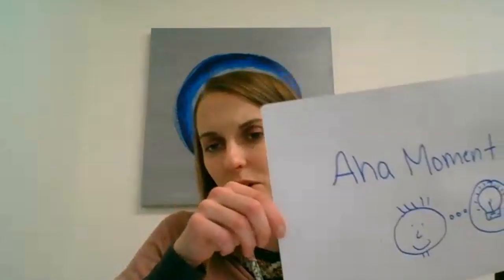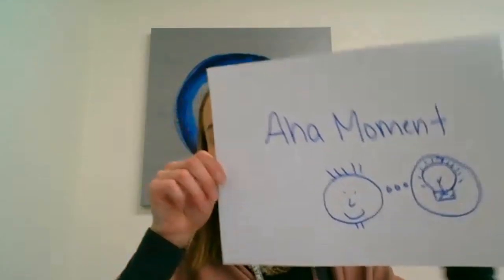Next one's an aha moment, and I drew a light bulb. And that's basically when the character is like, oh, I get it. I am figuring this out. The question you ask yourself is, how might this change things? So how might this change things in the book now that the character realized it?